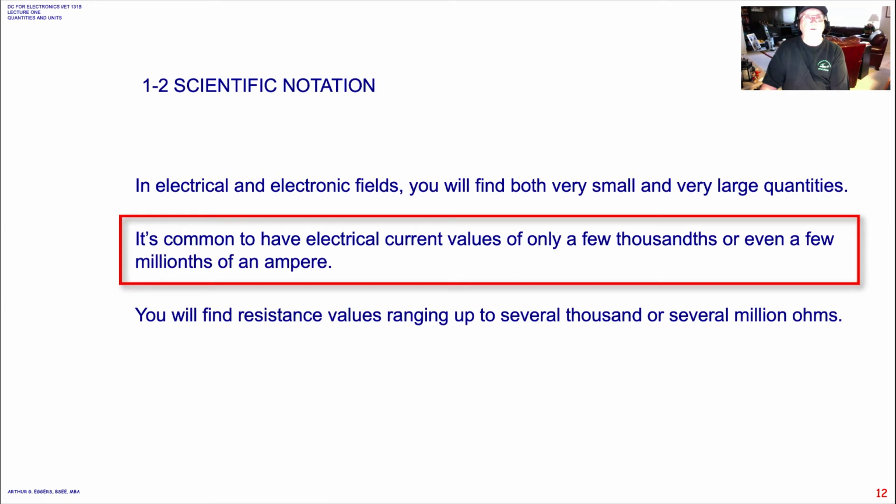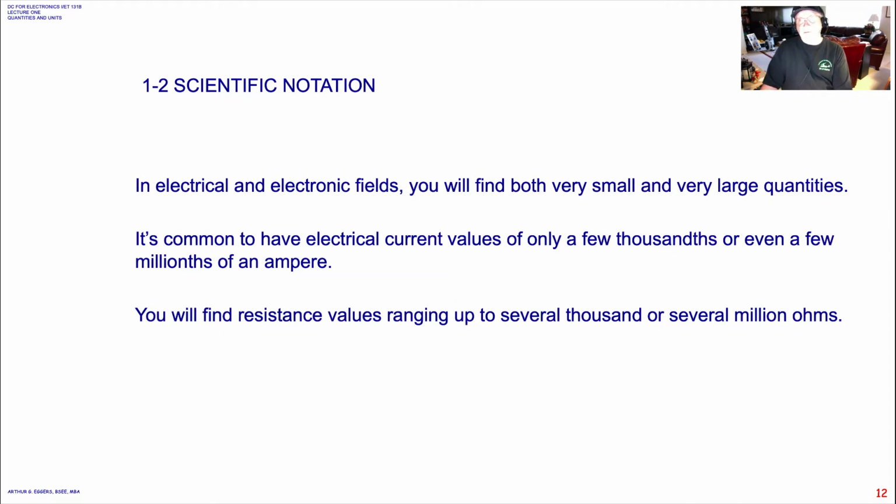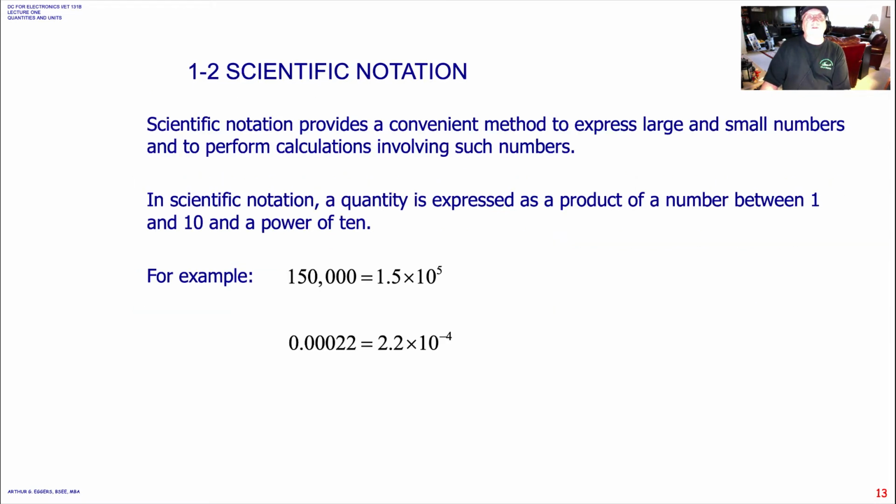0.001 or 0.000001 values. Well, all those leading zeros become a pain to work with. They might be easy to enter in your calculator, but sometimes on paper it's easier if we can handle them using scientific notation. You'll also find resistance values ranging up to several thousand or several million ohms. So scientific notation provides a convenient method to express large and small numbers and to perform calculations involving such numbers.